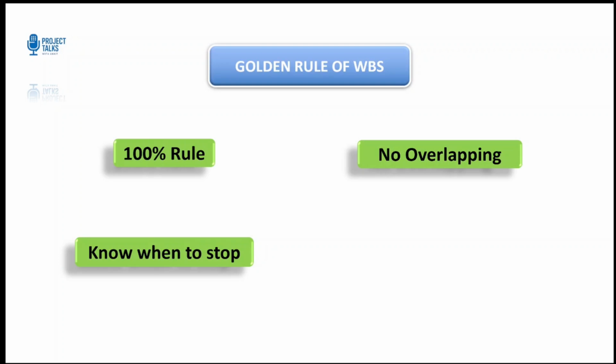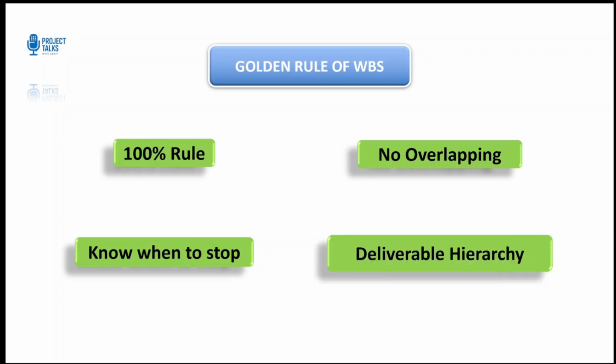Rule number three, know when to stop. You don't keep breaking down work endlessly. Stop decomposing when the work can be easily estimated, assigned, and tracked. Now, finally, remember this one: the WBS is not a task list. It defines what needs to be delivered, not how you will do it. These rules keep your WBS clean, complete, and aligned with your project scope.